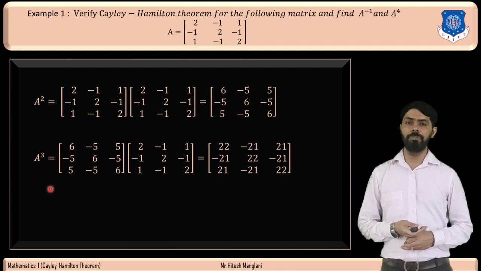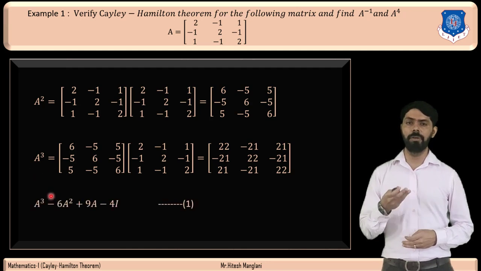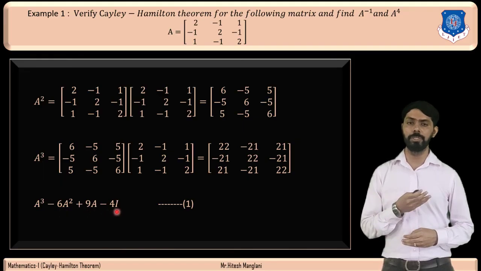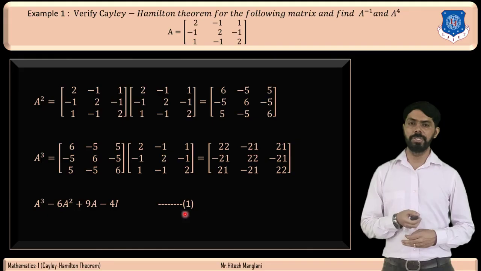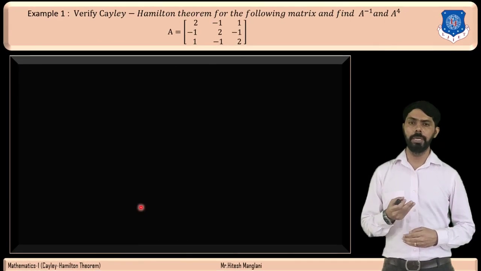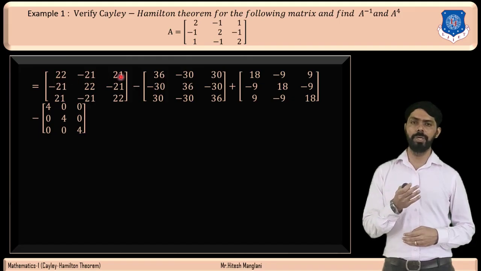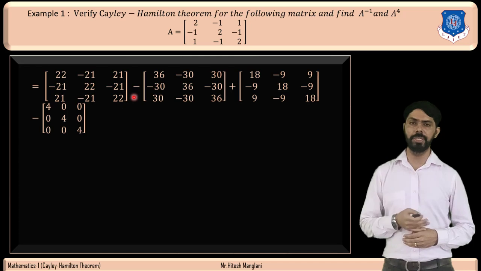Here we will have to verify the Cayley-Hamilton theorem. So here we will find out A cube minus 6A square plus 9A minus 4I. Suppose this is equation number 1. Here we have already found A cube and A square, so we will put A cube and A square in this equation. We have already found A cube, which is [22, -21, 21; -21, 22, -21; 21, -21, 22]. Then after, minus 6A square.